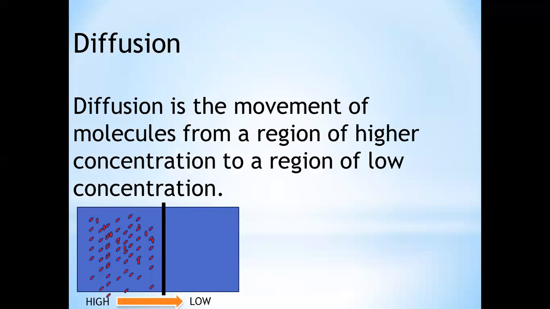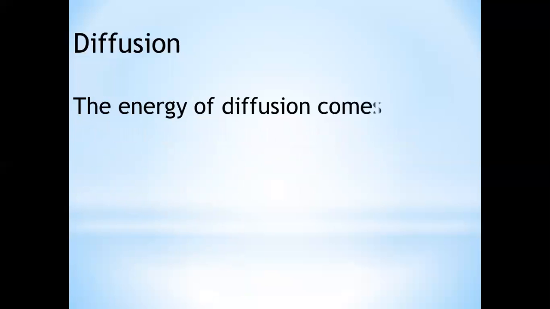Diffusion can be defined as the movement of molecules from a region of higher concentration to a region of low concentration. If you look at the diagram below, you can see that on the left side, there are red molecules which are highly concentrated on the left side. So these molecules will tend to move from the higher level to the low level of concentration. So that's diffusion.